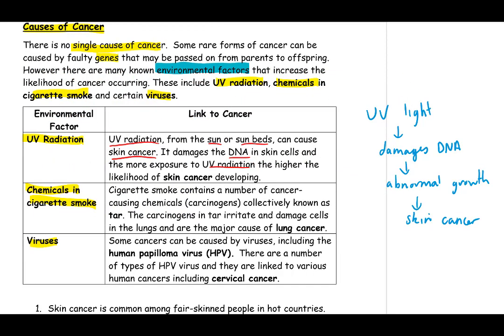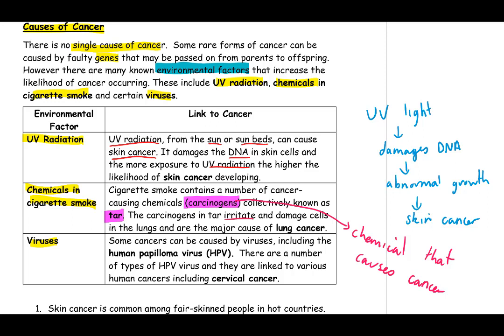The next one then is the chemicals in cigarette smoke. So the main ones that we talked about that are dangerous is the tar. Now the tar is known as a carcinogen. A carcinogen is a chemical that causes cancer. So tar is the main carcinogen in cigarette smoke.